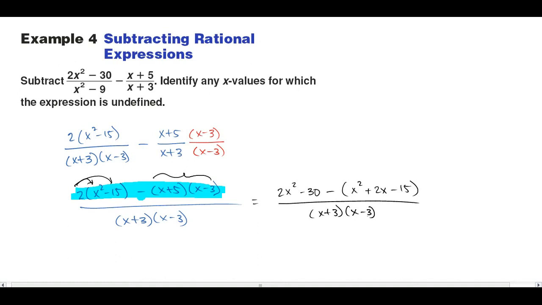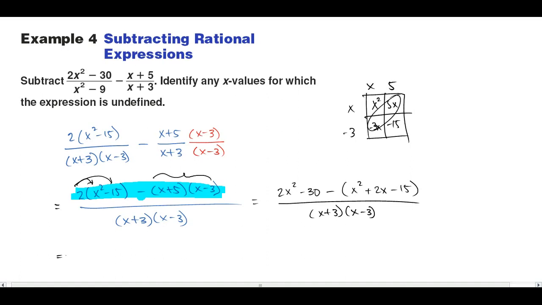Now hopefully that didn't scare anybody, the foiling there. If you're wondering how that foiling went, I'll do it real quick here in a box. I have x plus 5 and x minus 3. And remember, we multiply: x squared, we get 5x, we get negative 3x, and we get negative 15. Right there's where the 2 came from. Probably the most commonly missed thing when people do algebra tests.